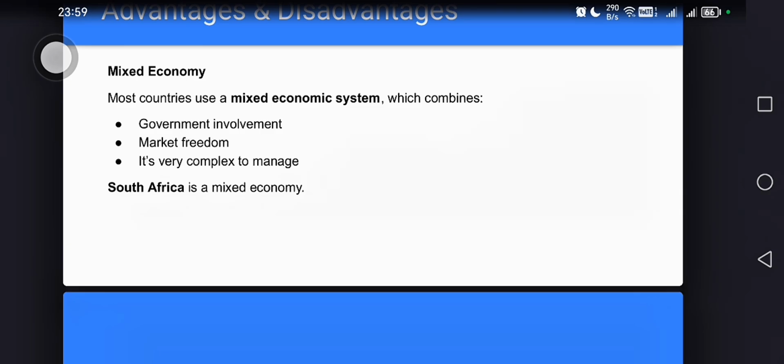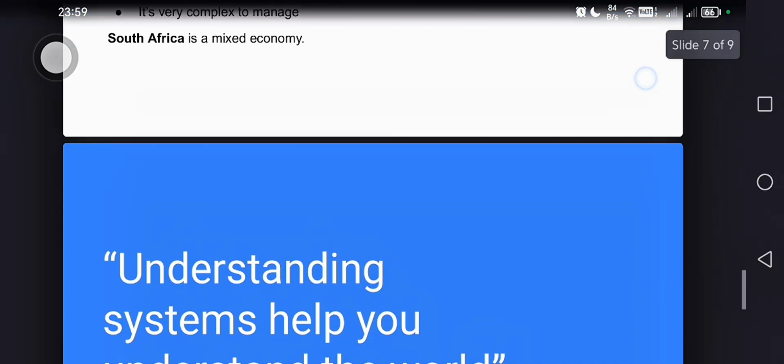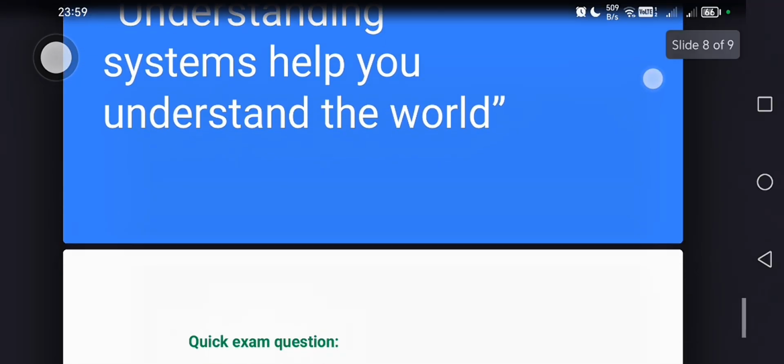Today, we're just doing a recap, reminding you what economic systems are about, and what advantages and disadvantages fall under these three types of economic systems.